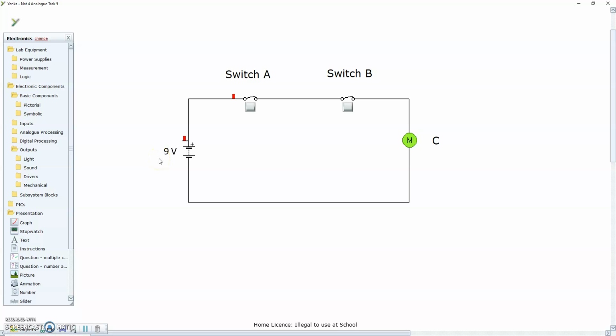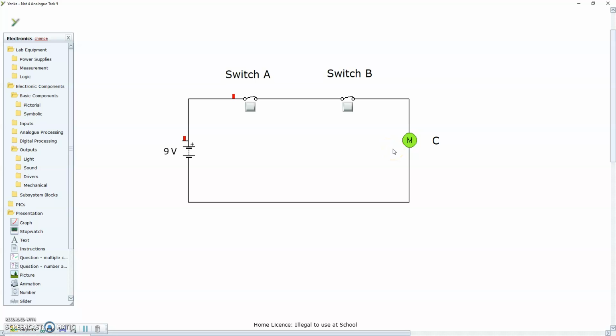This is a support video for the third year in National 4 Analogue Electronics work booklet, and this time we're looking at task 5, where we're introducing the idea of having two switches in series, and we're introducing another component which is labelled C in our diagram. The component C we'll introduce in a little moment.